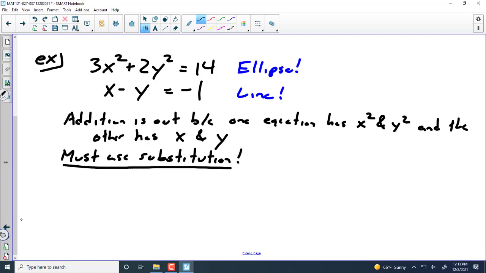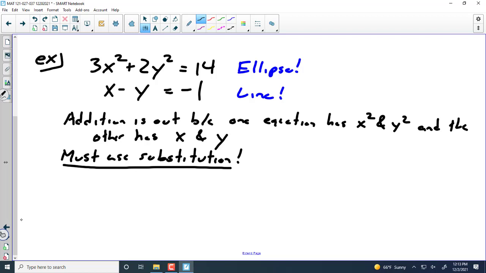And that's the point I was trying to make last time. I'm never going to tell you which way you have to use, but sometimes you will have to use one way just because the problem dictates it. Using substitution means we need to get one of the variables all by itself in one of the equations.